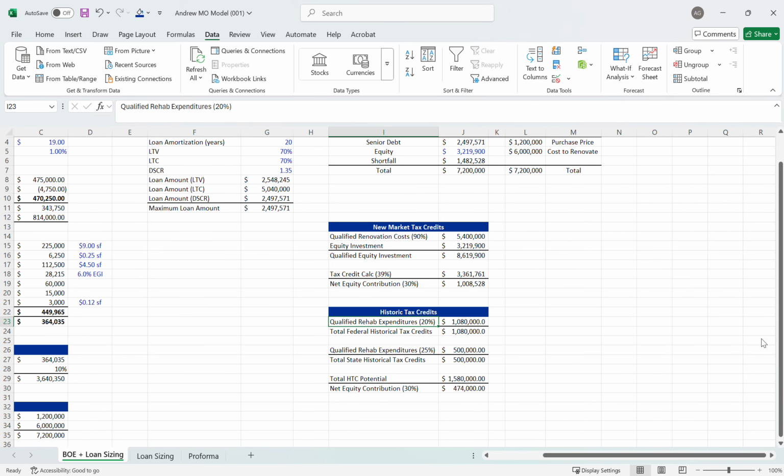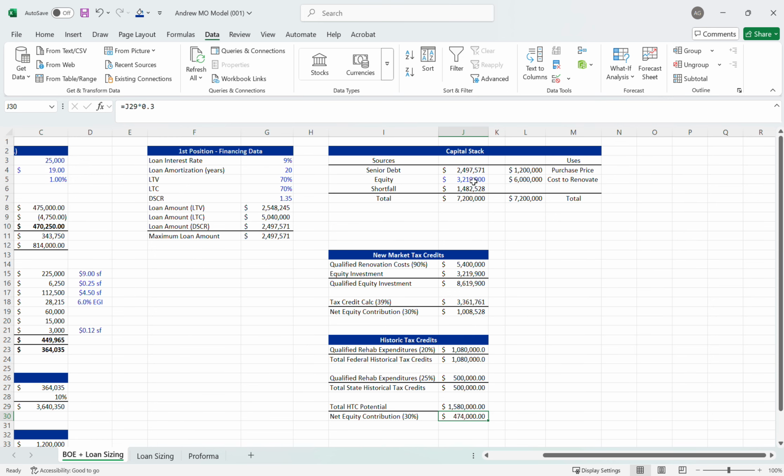And then historic tax credits, you get 20% of rehab dollar for dollar, and then you get 25% dollar for dollar of qualified, which, as we remember, is only 90% of the cost to renovate that qualifies, which brings your total potential, and of that you get 30%. So right now, the best case scenario, I would be using both new market and historic tax credits.